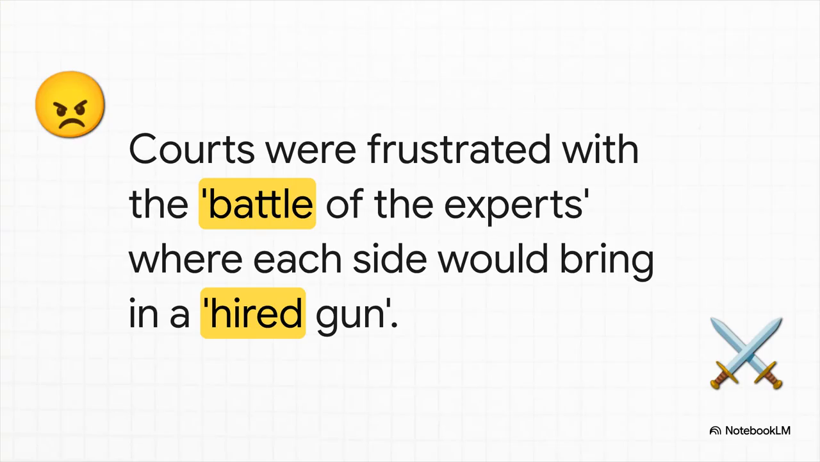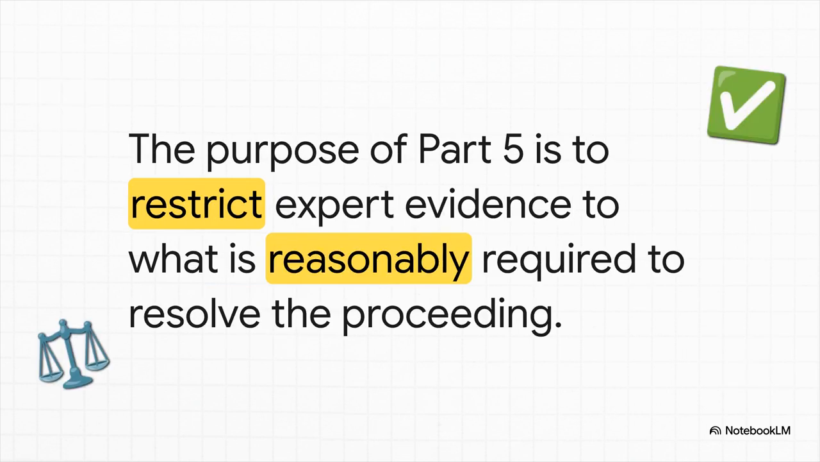To really get these rules, you've got to understand the problem they were created to fix. You see, the courts were getting pretty fed up with this battle of the experts. You'd have each side bringing in their hired gun who would write a report that was basically just another piece of advocacy. It was often muddying the waters instead of finding the truth. And that is precisely why Rule 423 and the rest of Part 5 completely changed the game. The whole point of an expert now is to genuinely help the court figure things out, not just to be another voice arguing for one side.